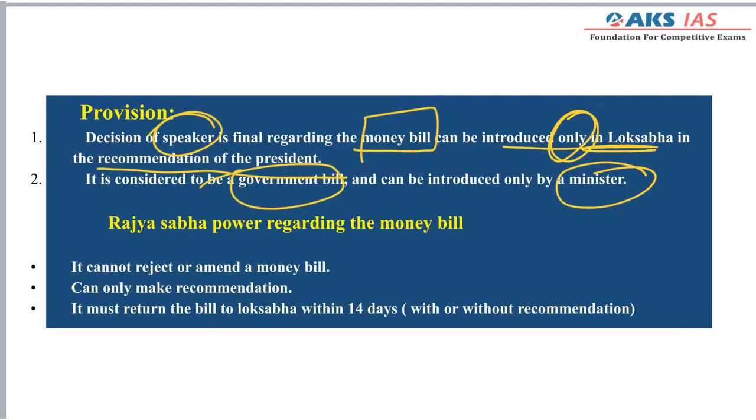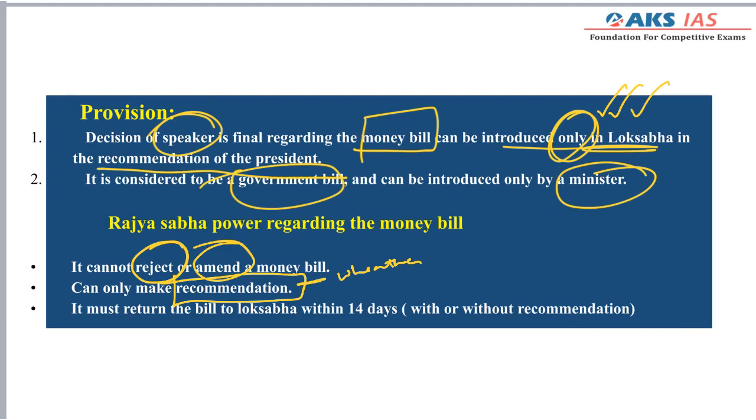Now, because it can be introduced only in the Lok Sabha, what does the Rajya Sabha do? Coming to the powers of the Rajya Sabha regarding the money bill, it cannot reject or amend any money bill. In the case of ordinary bills, the Rajya Sabha can reject or even amend them. But in this case, it cannot reject or amend a money bill. Yet it can make a few recommendations to the money bill sent to it. And the onus is on the Lok Sabha whether to accept such recommendations or not. If it accepts the recommendations, that is okay.